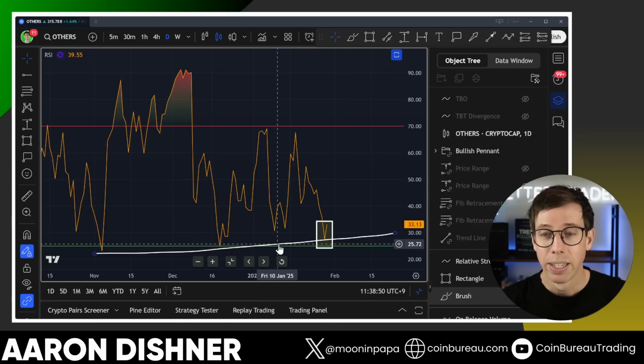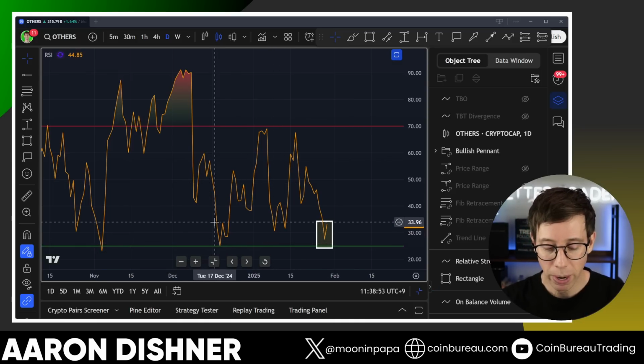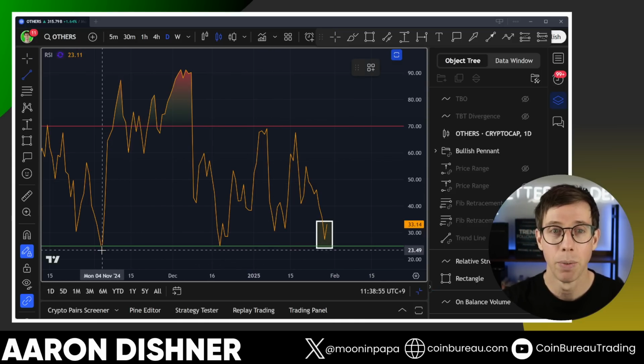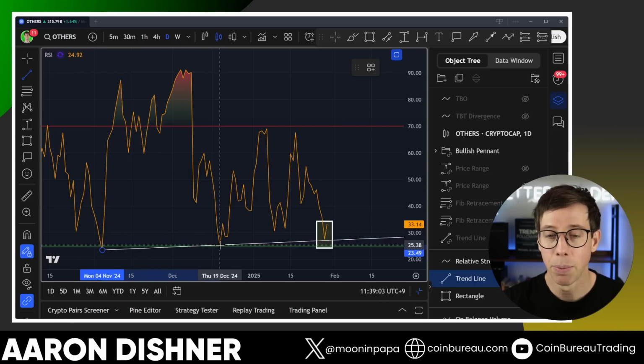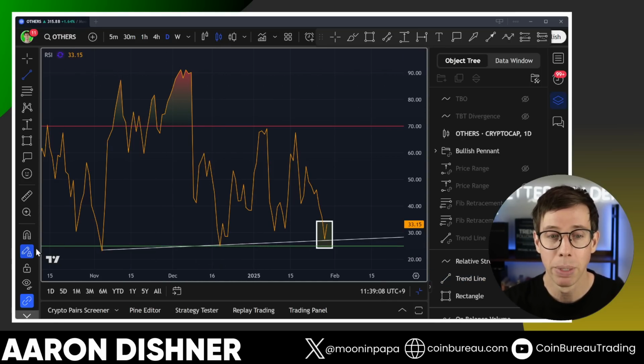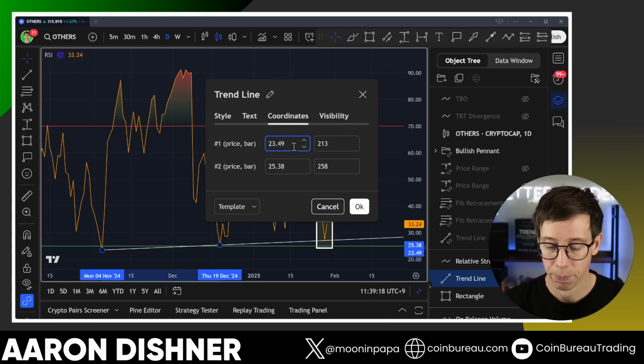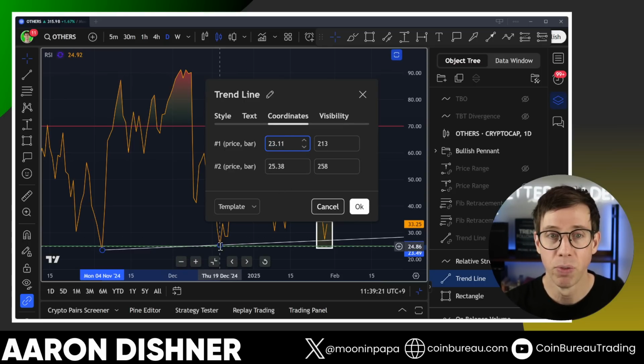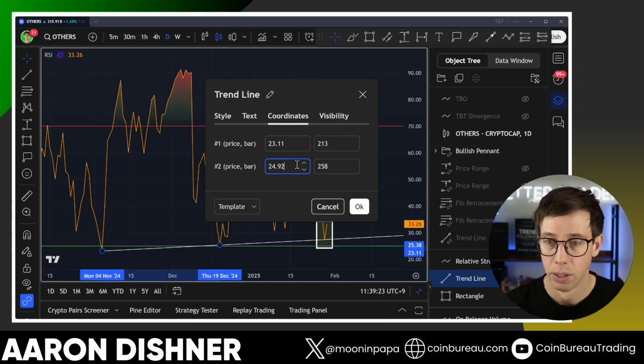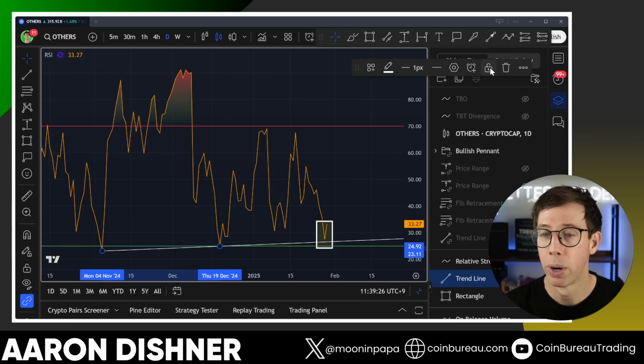Daily RSI. This is a hand-drawn line of support right here. So I'm going to go ahead and do my trend line. The low here on November the 4th was 23.11. We have a low here on December the 19th at 24.92. I want to get these as exact as I possibly can. So we got 23.11, and then 24.92. Okay. And I'm going to lock this bad boy.